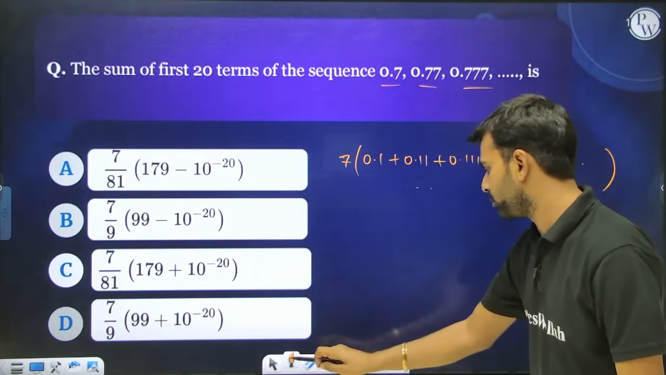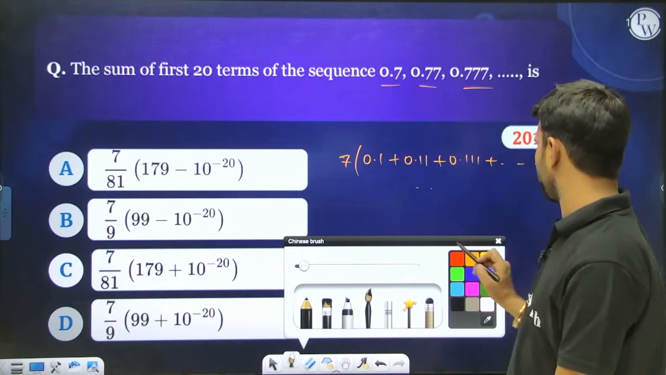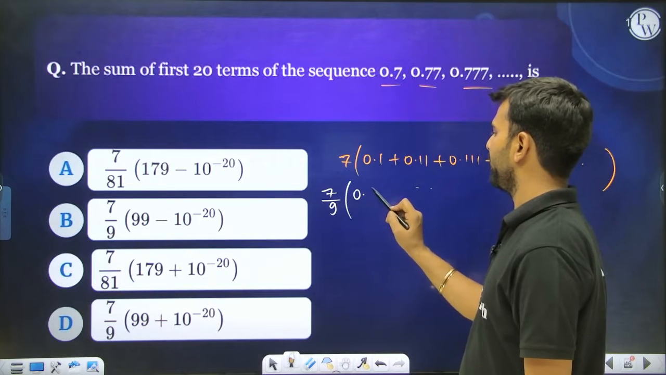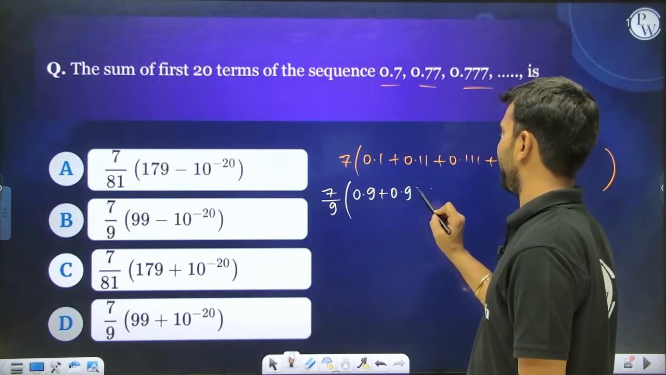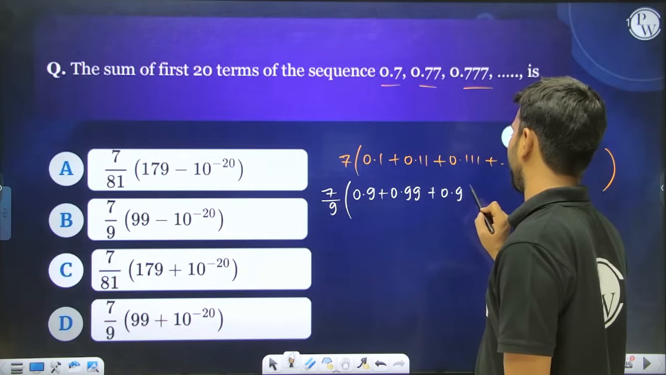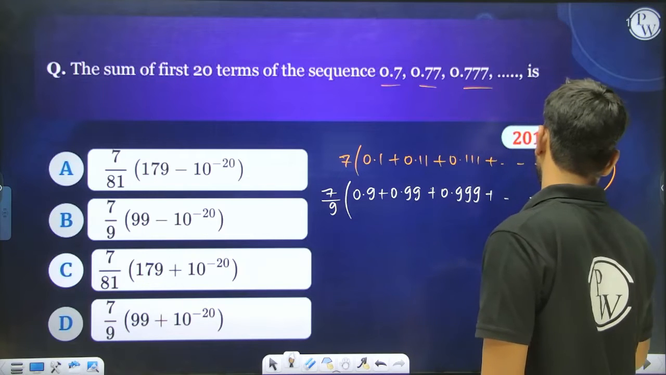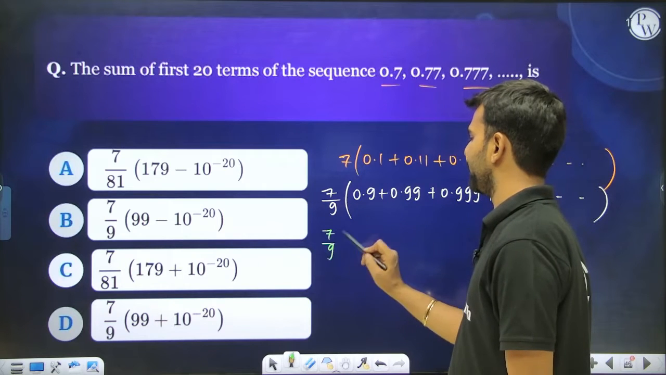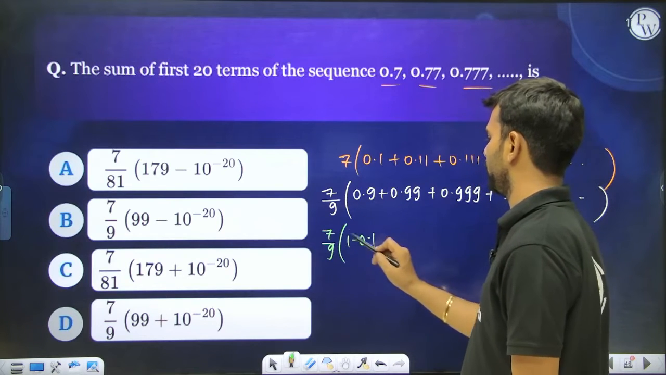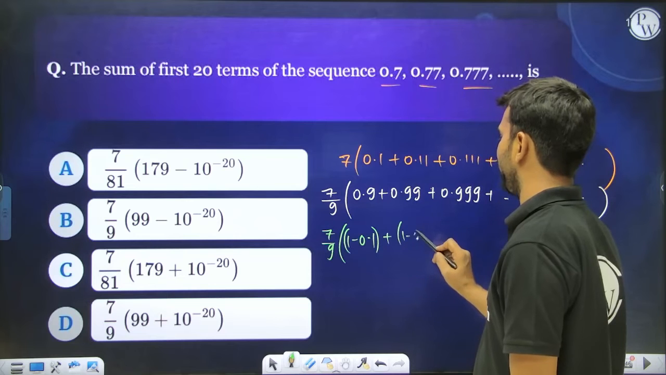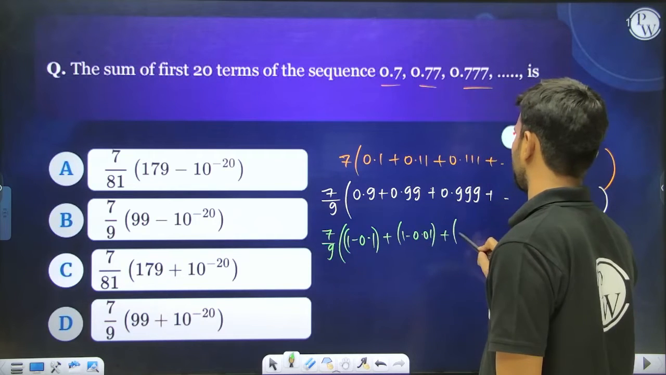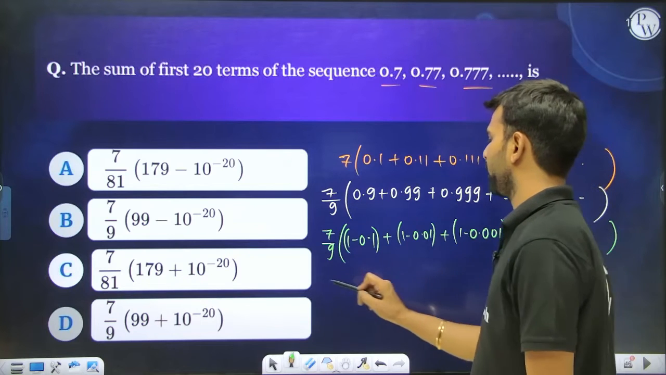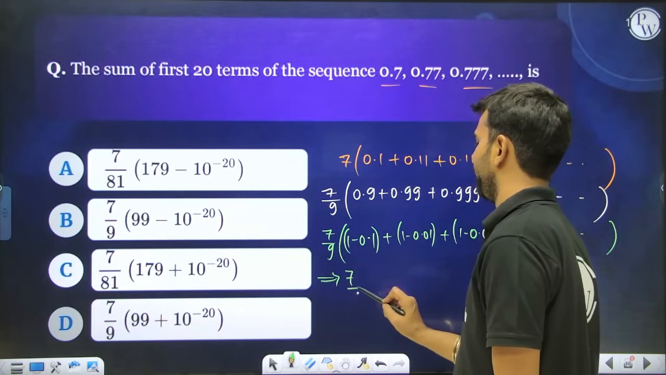First 20 terms, okay. And then if you see over here, we need to multiply by 9 and divide by 9. Over here it will become 0.9, over here 0.99, over here 0.999 and so on. This particular thing can be rewritten as 1 minus 0.1. This can be written as 1 minus 0.01. This can be written as 1 minus 0.001 and so on. So it is going to be 7 by 9 times.